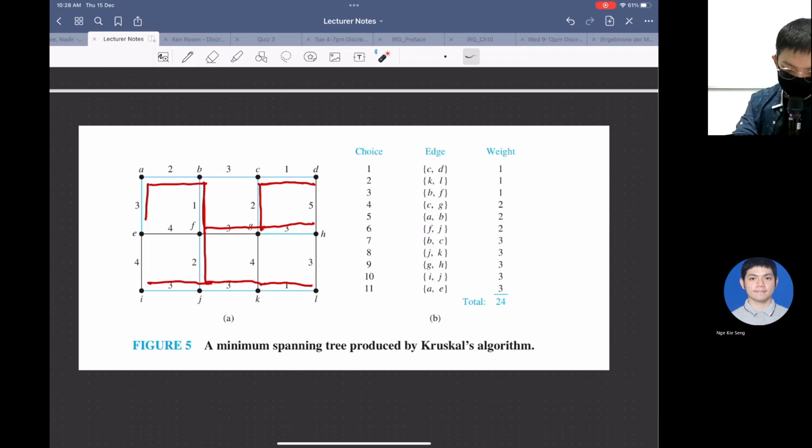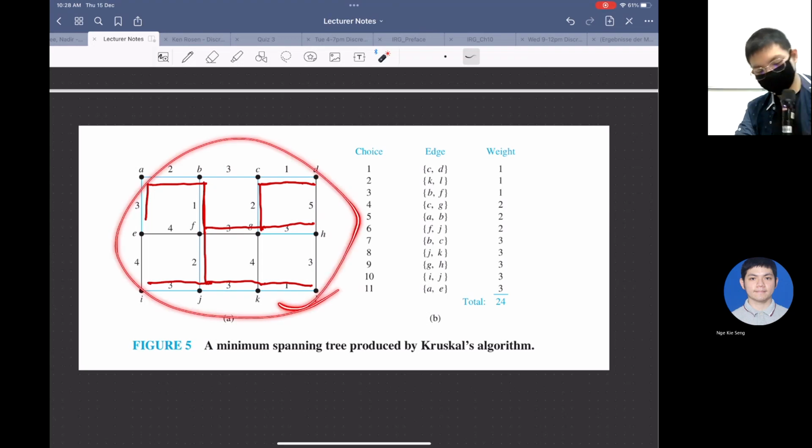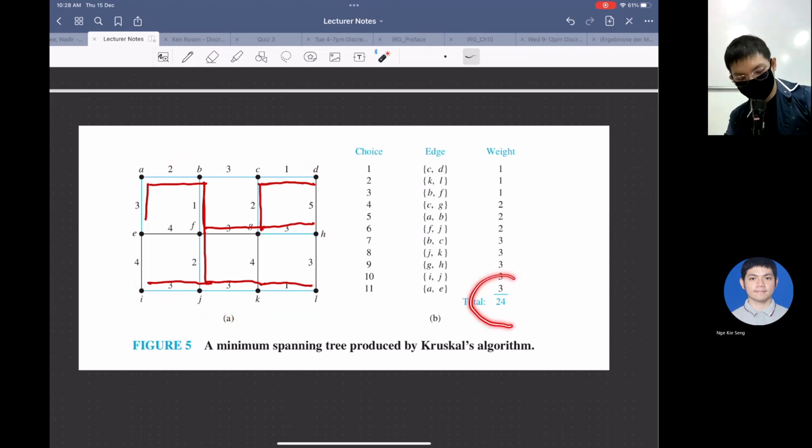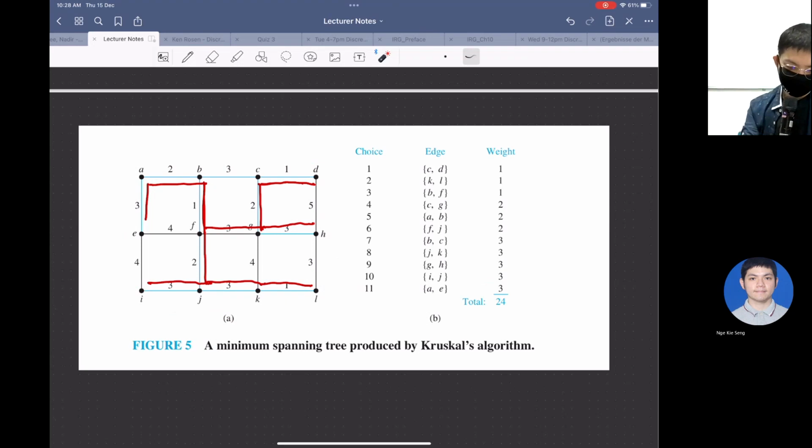And then are you done yet? I think you're done. Okay, so this is a spanning tree. I think with total weight 24. 1, 2, 3, 4, 5, 6, 7, 8. Okay.